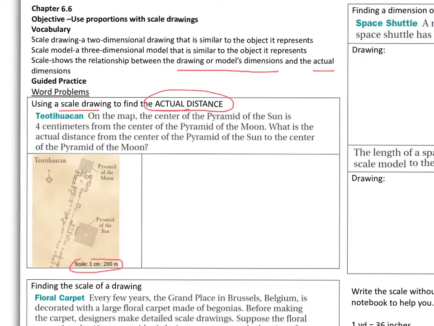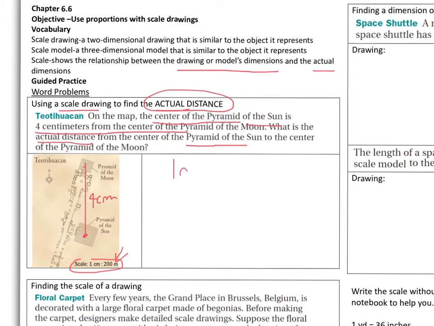Teotihuacan. On the map, the center of the pyramid of the sun, so it's right here, is 4 centimeters from the center of the pyramid of the moon. So from this point to this point, it's 4 centimeters on the map. But this is not the real distance. We have to find the real distance or the actual distance. How do we do that? That's what the question asks here. What is the actual distance from the center of the pyramid of the sun to the center of the pyramid of the moon?